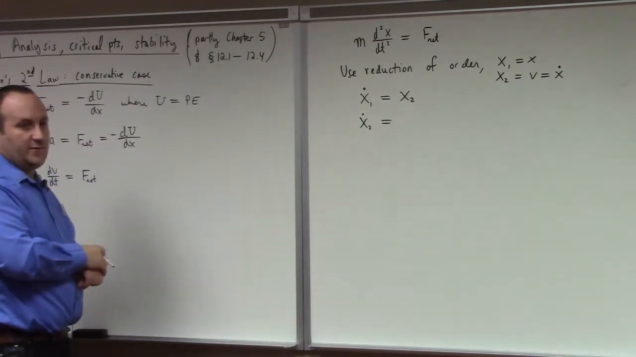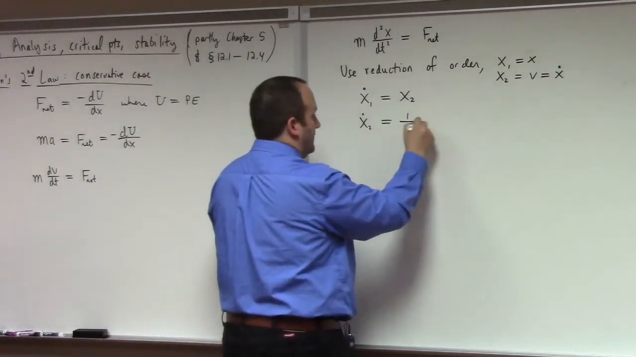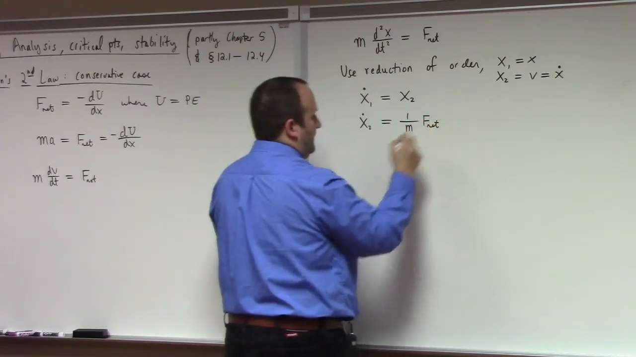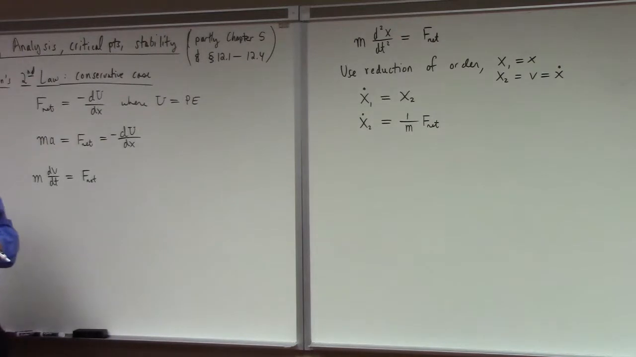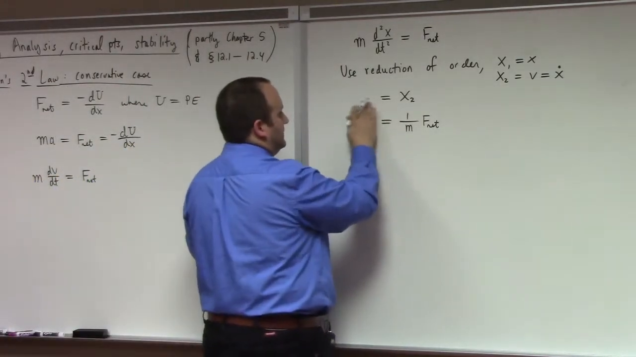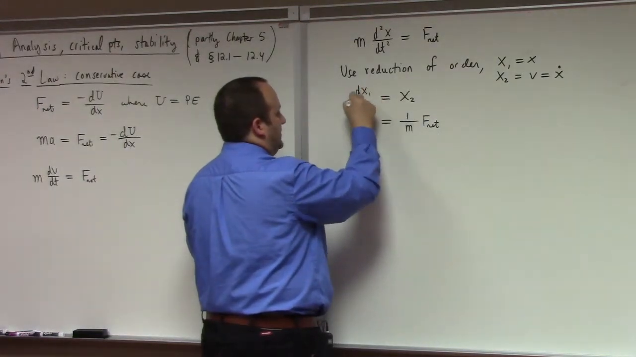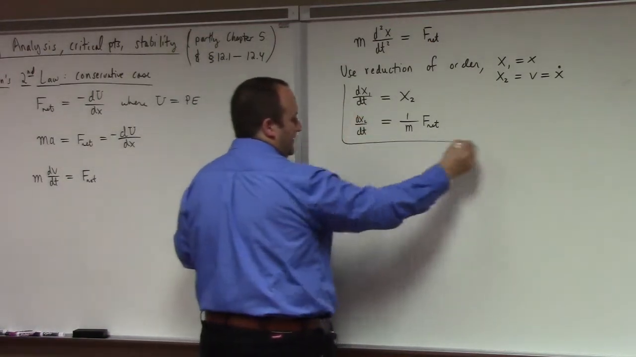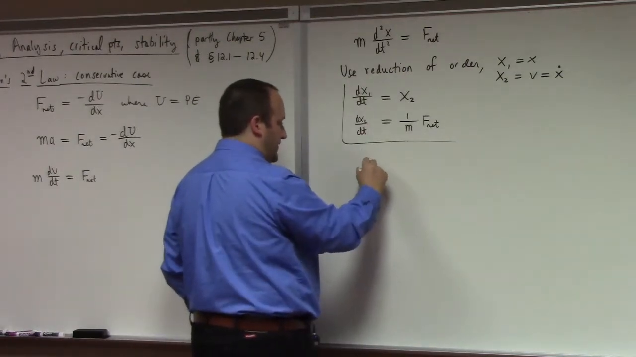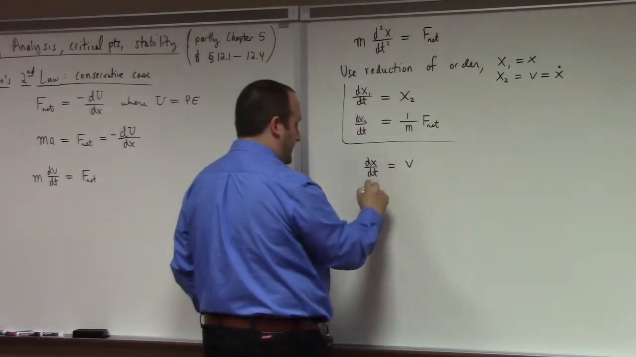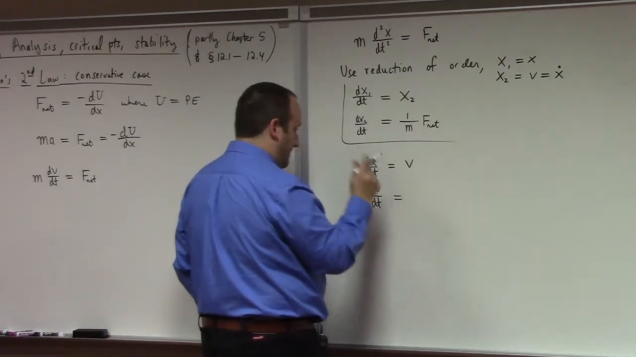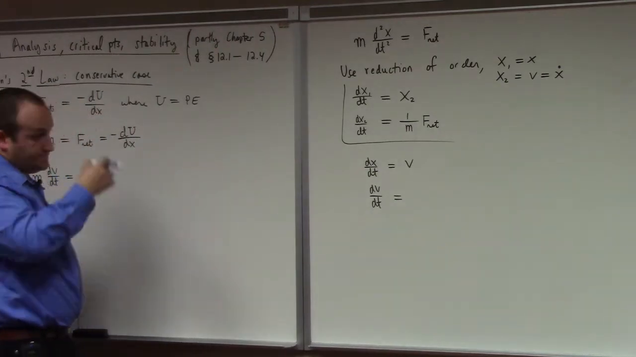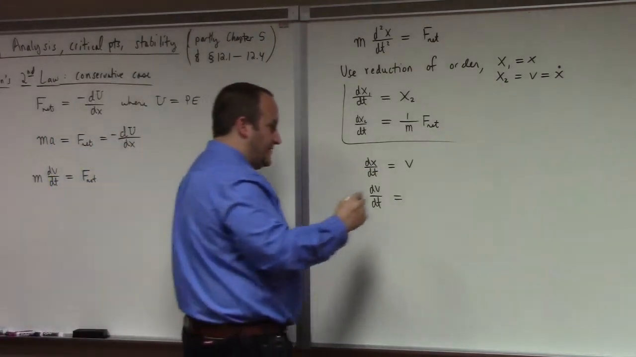By Newton's second law, it's just the force divided by the mass, right? 1 over the mass times the net force. Because that's dv/dt, it's the force over the mass. Does that make sense? I can be more pedantic here. This is dx1/dt. This is dx2/dt. But now that I think about it, we could also just say dx/dt equals v, and dv/dt equals what? One over m times the net force, right?